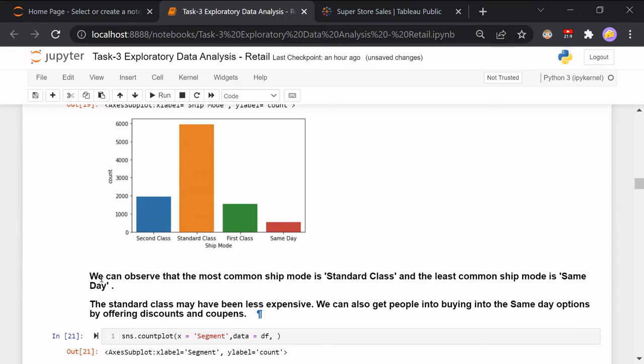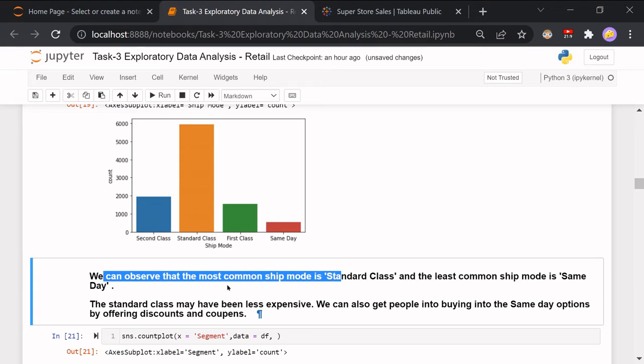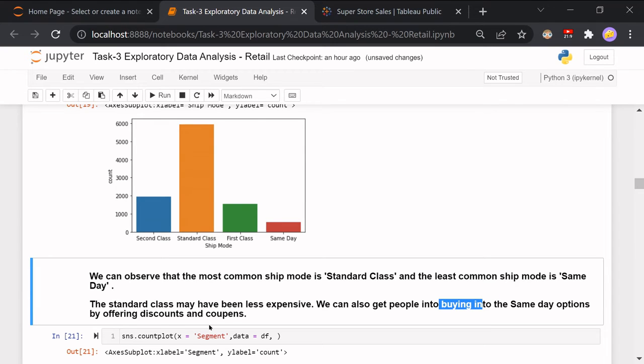We can observe that the most common ship mode is standard class and the least common ship mode is the same day. Obviously, the same day will be very expensive and most people don't need the products at the same day. So these are less. The standard class may have been less expensive. We can also get people into buying the same day options by offering discounts and coupons. By using that, we can also get some kind of profit from the same day if we give coupons.